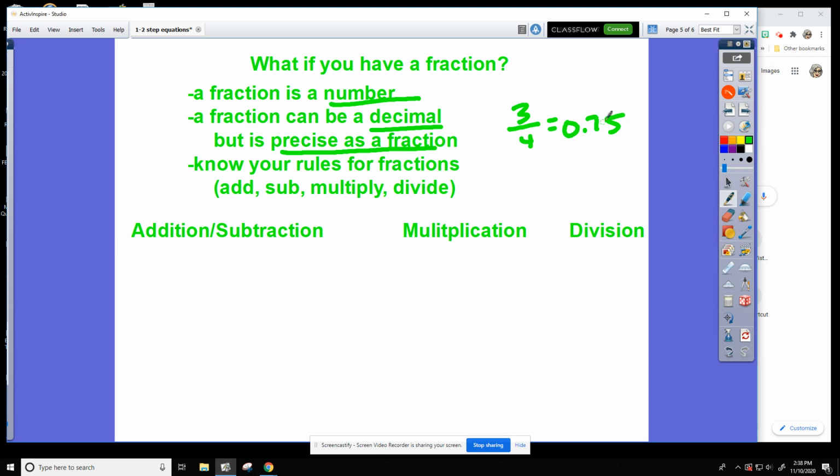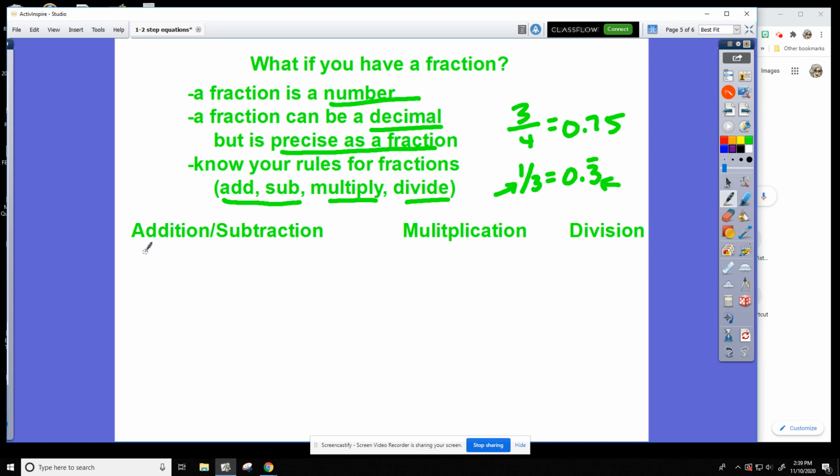Now, this one doesn't round. 3/4 is 0.75. But what about 1/3? That is 0.3 repeating. This is precise. This one is rounded. Okay, so leave your answers as fractions if they don't divide evenly. Know your rules for fractions, how to add and subtract, how to multiply, how to divide, which I'm going to go over quickly right now.